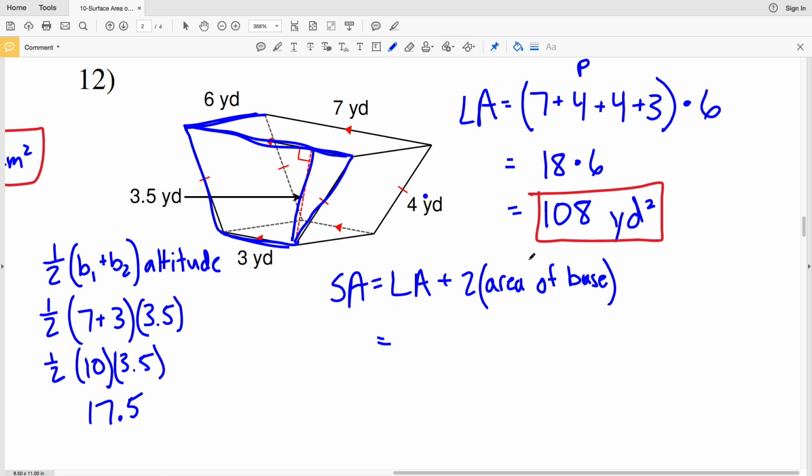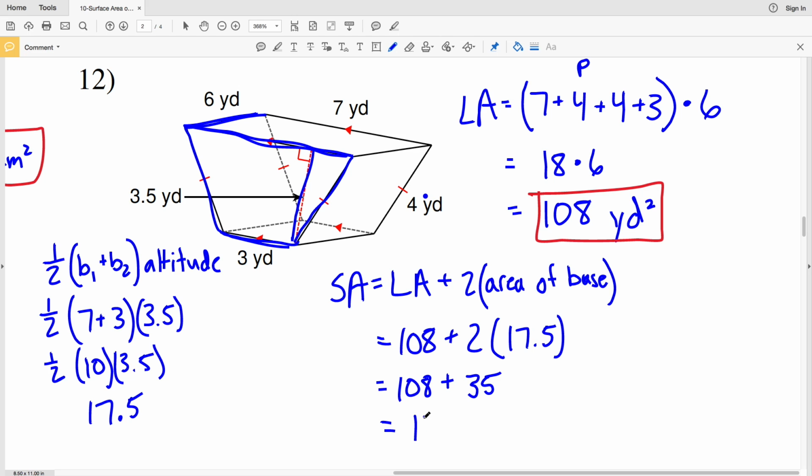So for surface area, we'll take the lateral area of 108 and add that to 2 times the area of one of those bases, one of the trapezoids, which was 17.5. So that'll be 108 plus 2 times 17.5, which is 35. So 108 plus 35 gives us 143, and this is yards squared for the surface area.